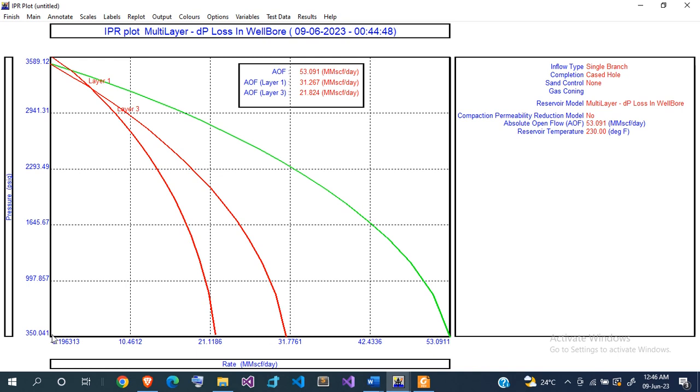Now let's imagine that there are no barriers, no friction losses, no nothing, none of those pressure losses along the line. Then this is the highest rate at which you can produce this well. So when we say AOF, absolute open flow, where there are no losses in the system and everything just moves smoothly, then the rate at which you're producing from this well should be 53.091 million scf per day. Wow, that's so much money. But in reality, that's not possible.